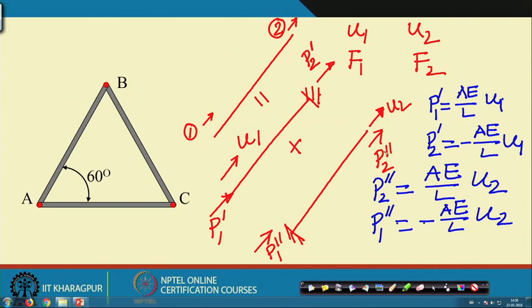Because if we apply P2, it will cause displacement in this direction and the resultant force will be in the opposite direction, but we have taken P1 in this direction, that is why it is negative. Now, if we add them, then the total force is F1, the force applied at node number 1, and F2 is the force applied at node number 2.